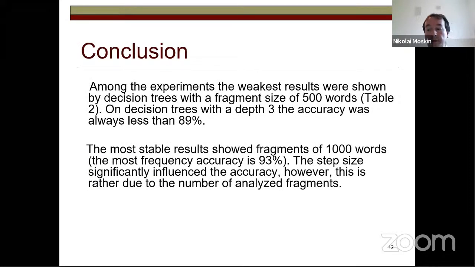Conclusion. Among the experiments, the weakest results were shown by decision trees with a fragment size of 500 words. On decision trees with a depth of 3, the accuracy was always less than 89%. The most stable result showed fragments of 100 words. For this size, the most frequent accuracy is 93%.